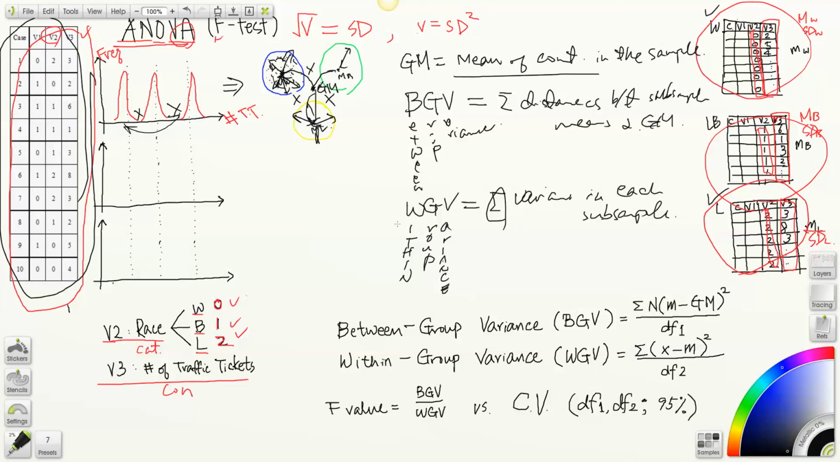So this is the concept, and with all these concepts newly introduced for ANOVA, you can actually calculate the F value. The F value is going to be as simple as between group variance divided by within group variance, and I'm going to talk about that in the next session.